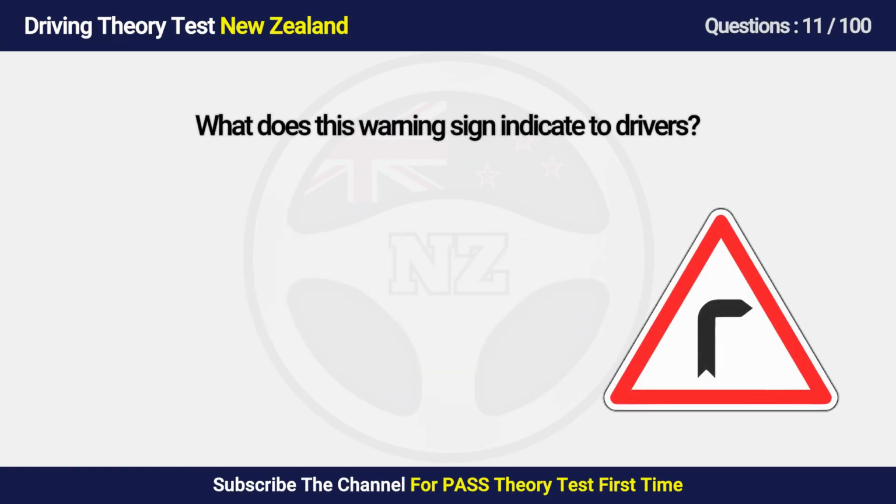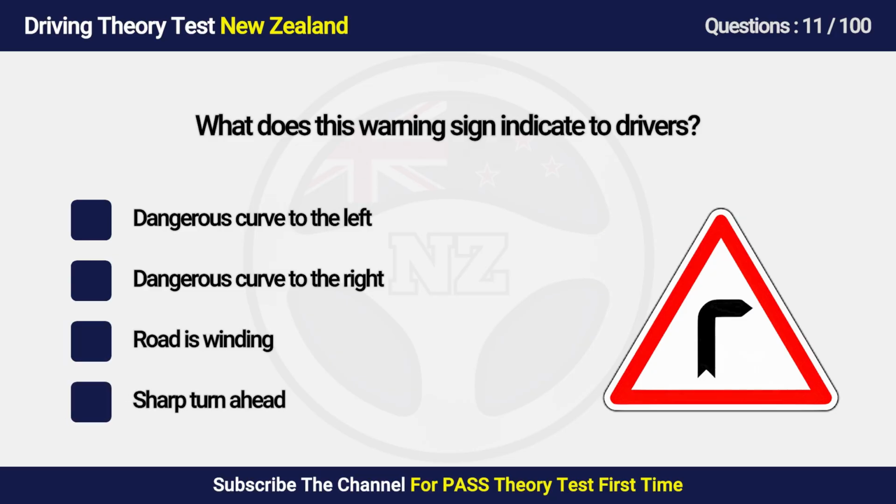Question 11. What does this warning sign indicate to drivers? A. Dangerous curve to the left. B. Dangerous curve to the right. C. Road is winding. D. Sharp turn ahead.